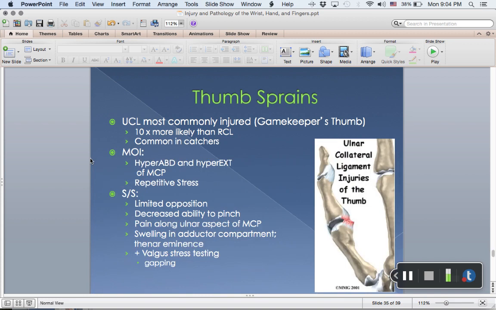So next, thumb sprains. I said gamer's thumb for de Quervain's, and thumb sprains are considered gamekeeper's thumb. So UCL, most commonly injured, as you can see in this here. Like a goalie in soccer tries to catch the ball, and it's put back into kind of like a hyperextension and abduction of the MCP, and it can tear that UCL or put a strain on it. So repetitive stress can limit the range of motion, swelling, opposition, so not able to pinch or tap the thumb to each finger.